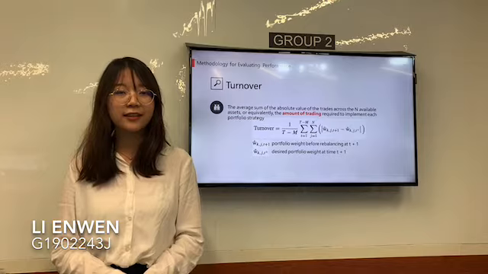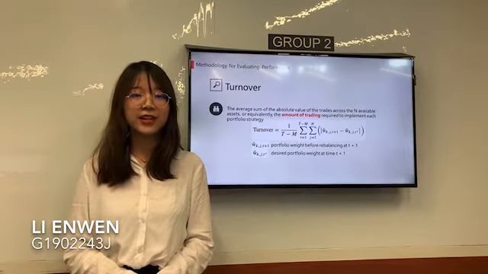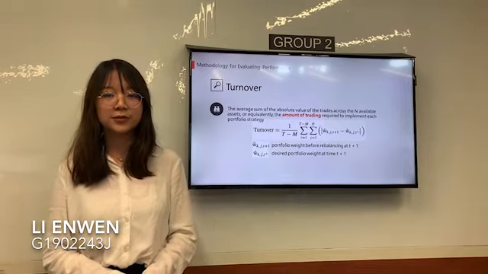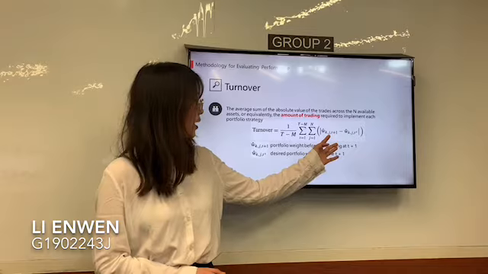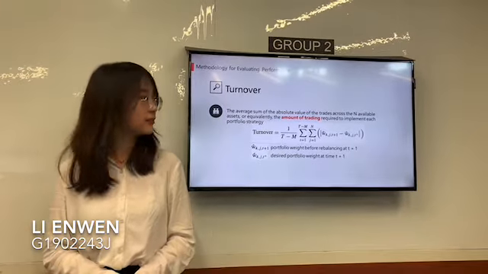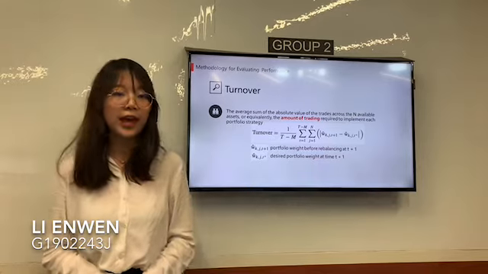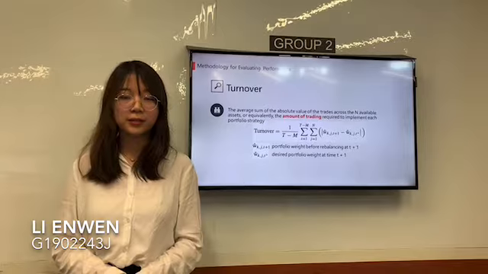And then we also calculate the turnover, which is the average sum of the absolute value of the trades across the n available assets, or equivalently, the amount of trading required to implement each portfolio strategy. In this equation, this part is the portfolio weight before rebalancing at time t plus 1, and this part is the desired portfolio weight at time t plus 1.